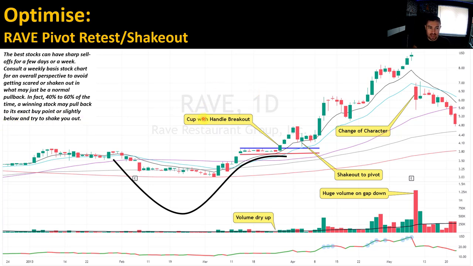So this one here, Rave Restaurant. Never been to it, but sounds exciting, doesn't it? So it builds this cup and handle type pattern. See this handle, basically a Darvas box, really, really tight action going on. The volume dries up. So it gets out initially, pulls back down to its buy point, to its pivot point, shakeout attempt there, and then reverses.